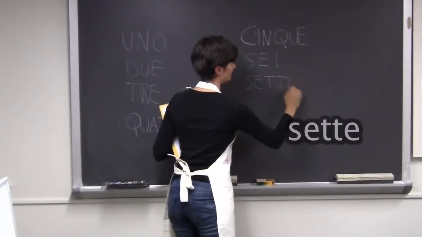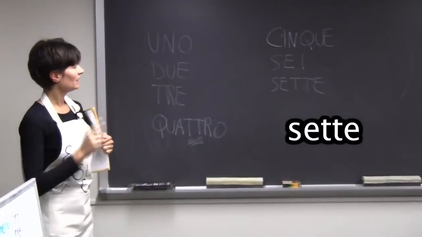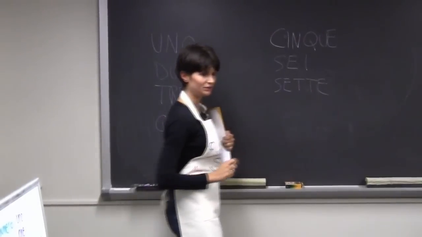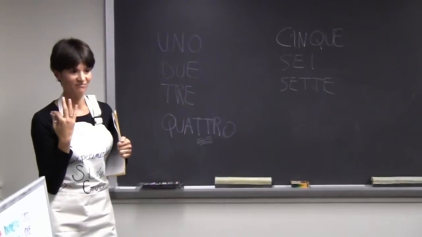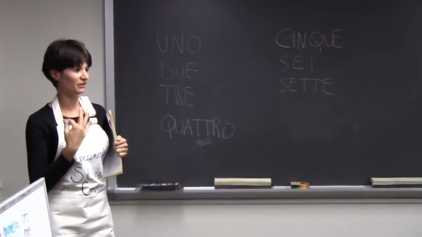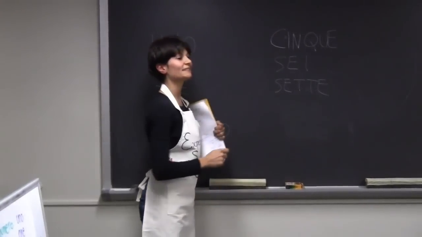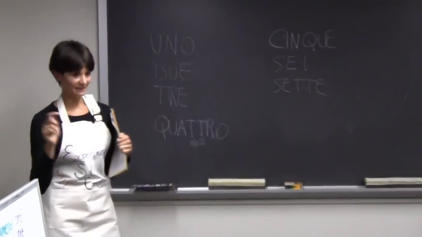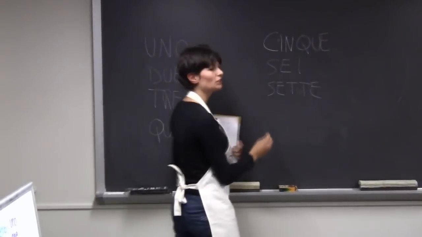Sette. Sette. Yeah. For example, if I say sete without the double T, it means thirst. Ho sete means I'm thirsty. Okay? So this is sette. Very different from sete. Sette. And now we have another one.